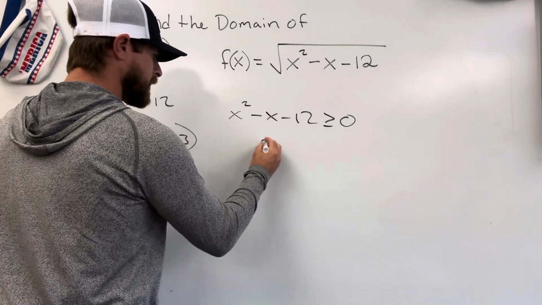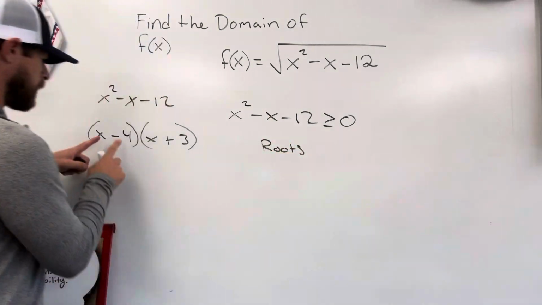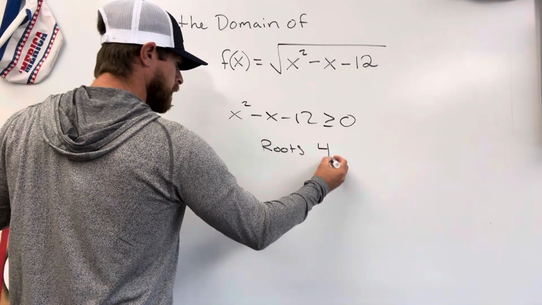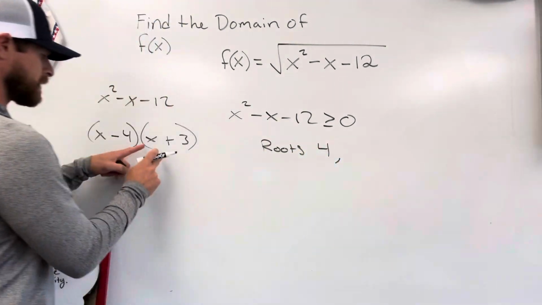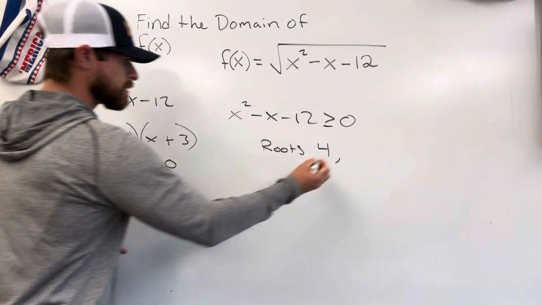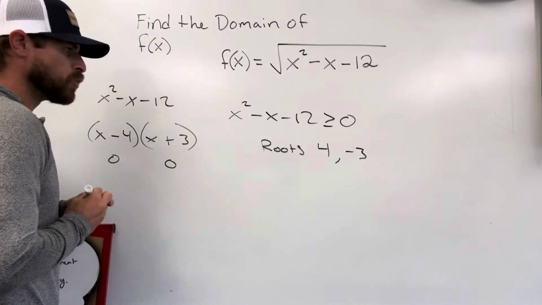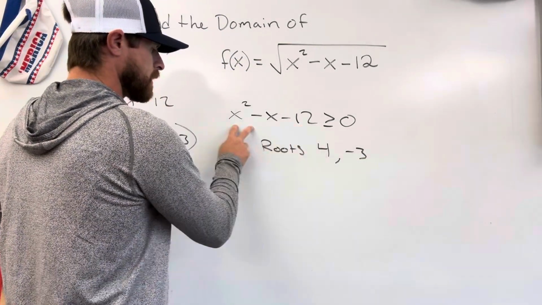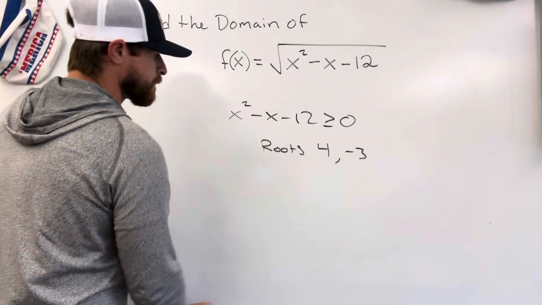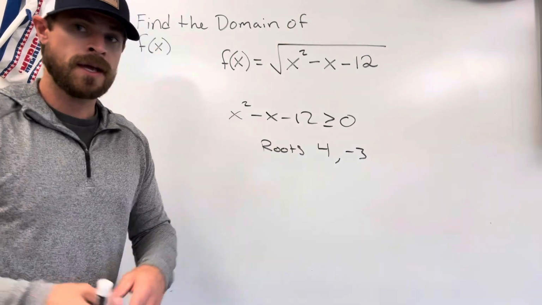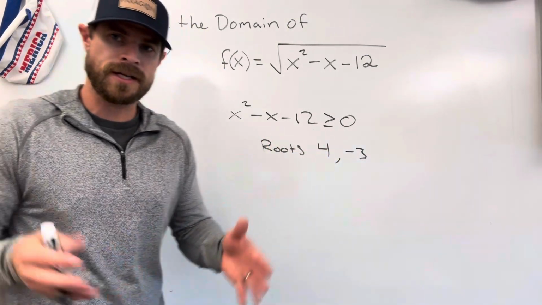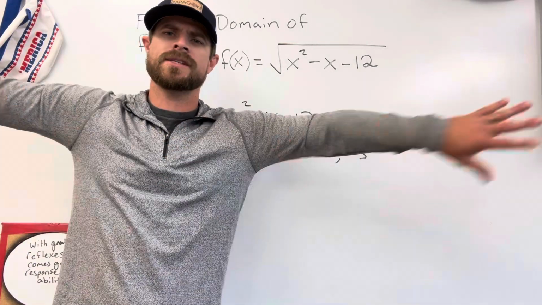These are our roots. We now know our roots: what number minus 4 would give me 0? So 4. And the other one, what number plus 3 would give you 0? Negative 3. There's our two roots for this function. Now that we know our roots, we're going to use this information to help us determine, is the domain in between these two values, 4 and negative 3? Is it all the information inside, or is it the information outside?